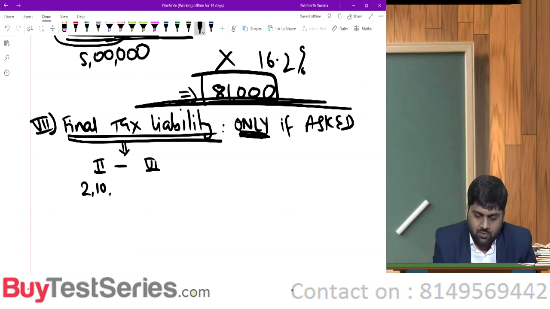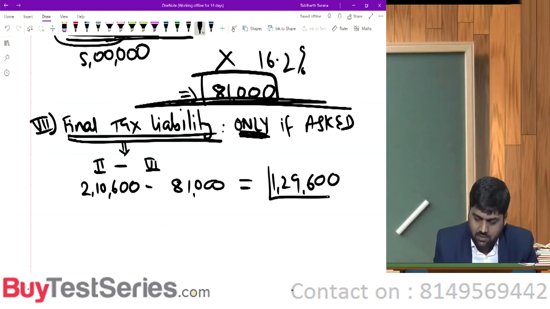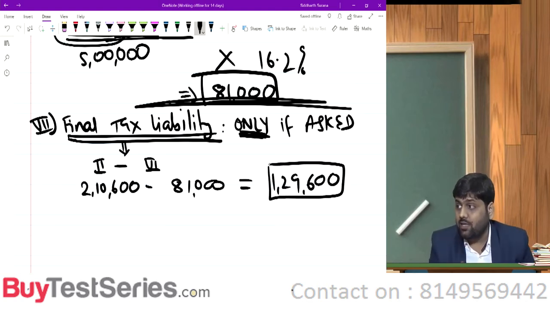that is 210,600 minus 81,000 rupees. 1,29,600 is going to be your final tax liability, only if asked.